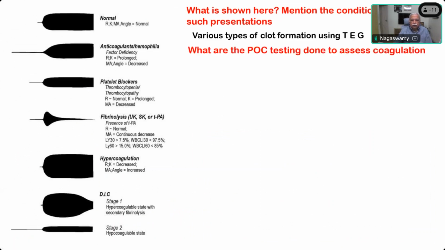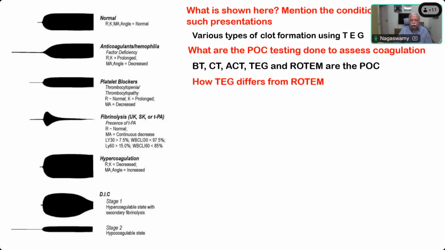What are the point of care tests done to assess coagulation? Activated clotting time, thromboelastogram, ROTEM. Very good. So ACT, TEG, and ROTEM are the point of care tests. How does TEG differ from ROTEM?